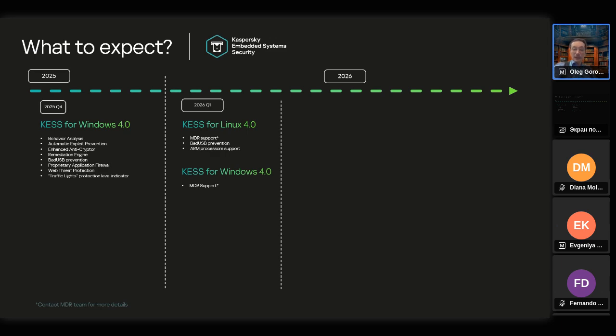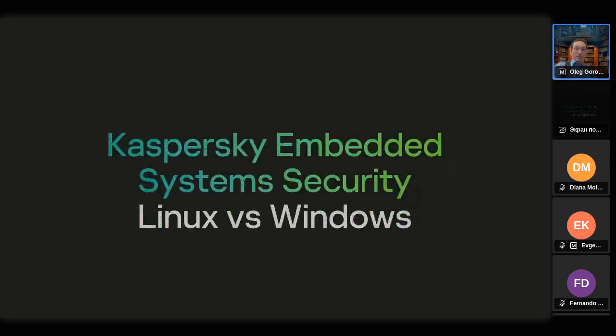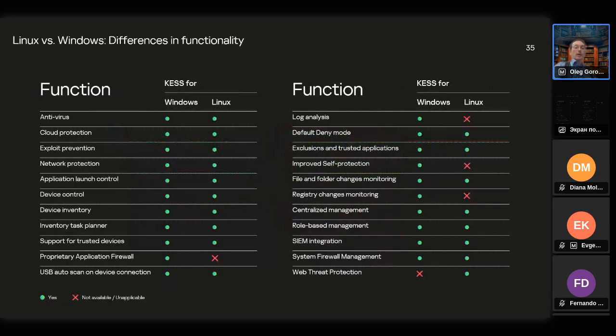Okay, so just a couple more words about Linux, because we are very keen on making it as well protected as we have Windows devices. So we are striving for feature parity. So naturally, we didn't have any proprietary application level firewall for Linux. We just don't have it even in the general protection. So here is a cross. Log analysis, logging in Linux is much more complicated and chaotic compared to Windows. So far we don't have any analysis for Linux.